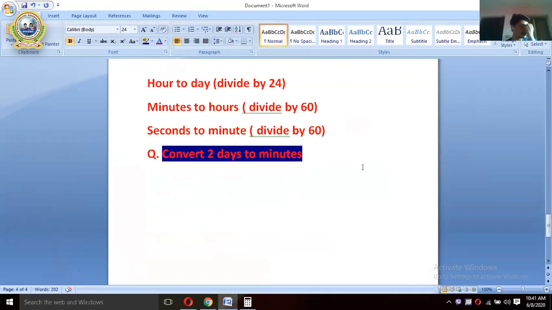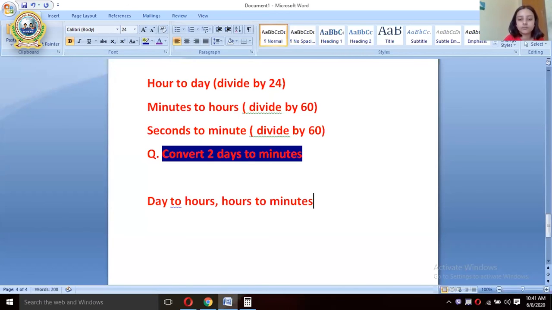Okay, so this was the question. First of all, day should be converted. Listen, we'll have to follow the steps. Day should be converted to hours, and finally hours should be converted into minutes. So you can see the process there.